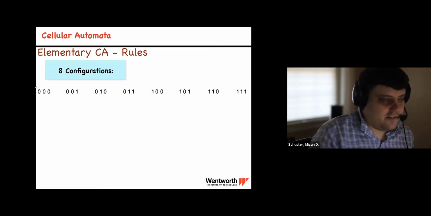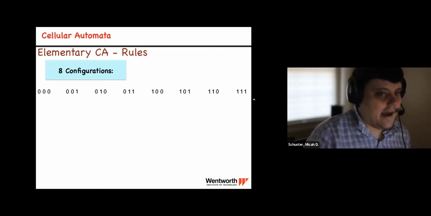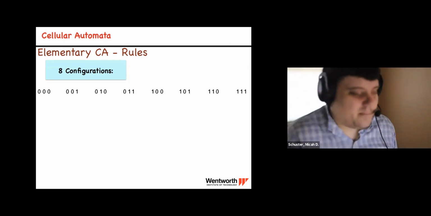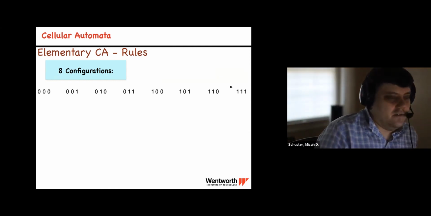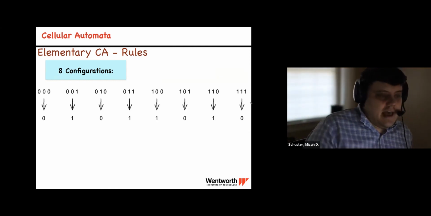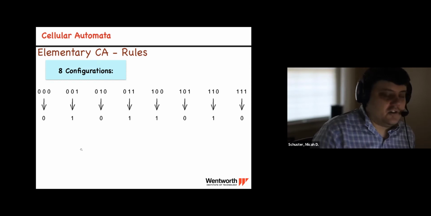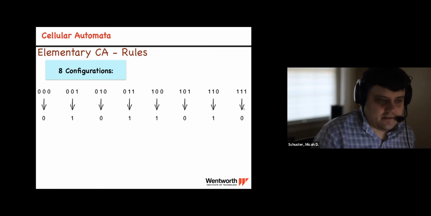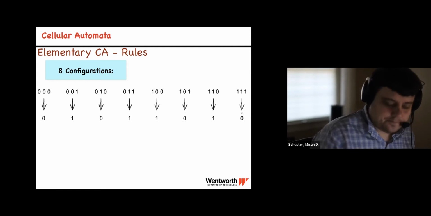I could code up stuff individually for all these, and we will. There's a better way to do it, but we'll code them all up individually first. And then I can just say, if I have all 0s, that update gives me a 0 in that center cell. If I have a 0, 0, 1, it gives me a 1. If I have a 0, 1, 0, it gives me a 0, and so on. This is what's known as Rule 90.